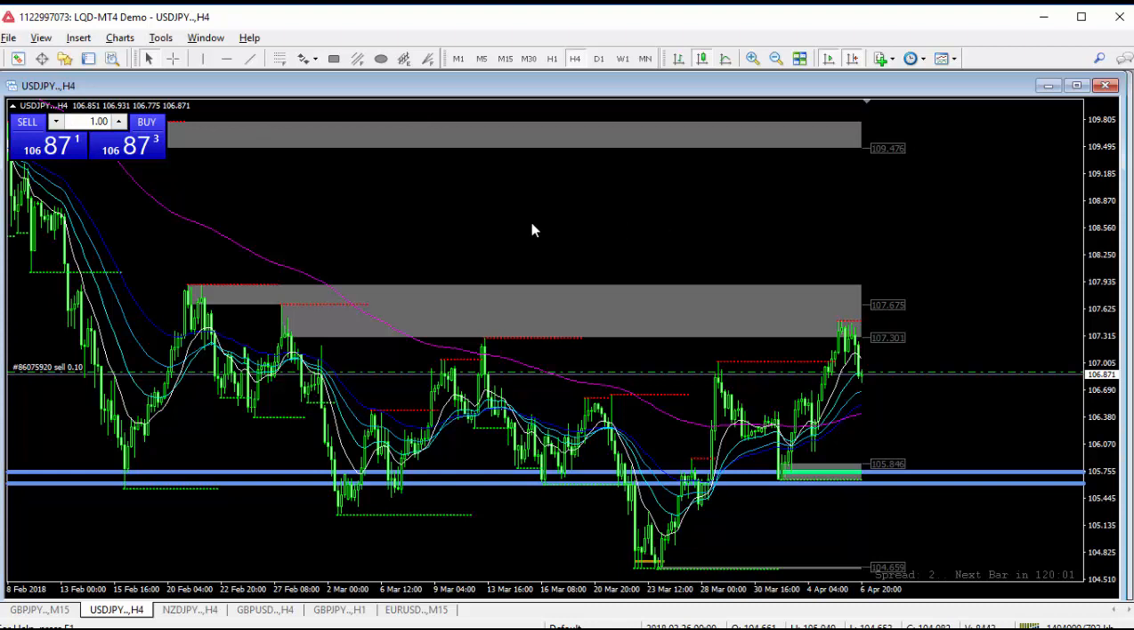1.00, standard, $10 a pip. 0.01, 10 cents a pip. Now, depending on your account size, we will talk about that on session. Everybody's different. We will figure out where your risk is going to be.